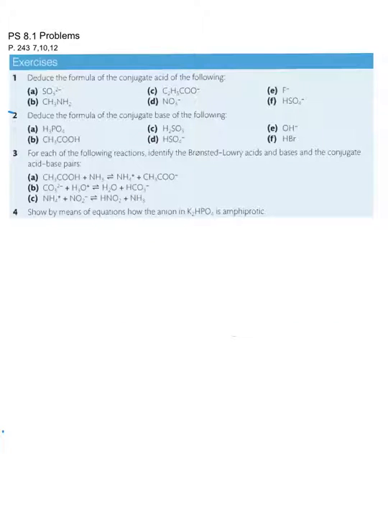Question number 2 then is somewhat similar. It says deduce the formula of the conjugate base. So it was an acid, it's becoming a base, so that means it's lost a hydrogen, and I'm going to lose a positive charge with it. So H3PO4 for A is going to become H2PO4 with a -1 charge.